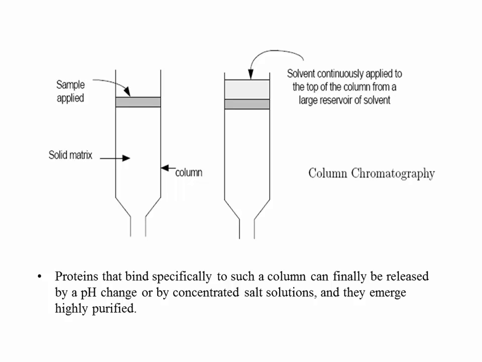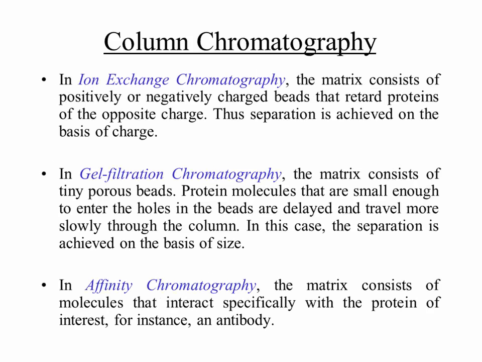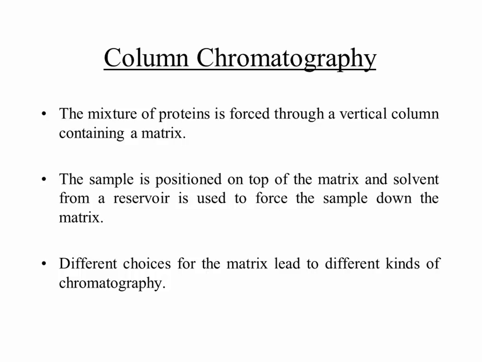In one case, it could be beads coated with antibodies, where you're trying to isolate a particular antigen, and then you have to figure out how to separate that. So let's just go back a couple of slides. As I showed you in the picture, the mixture of proteins is forced through a vertical column containing a matrix, and the sample is positioned on top of the matrix, and solvent from a reservoir is used to force the sample down the matrix.